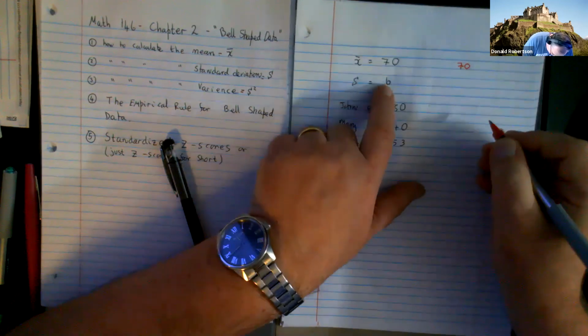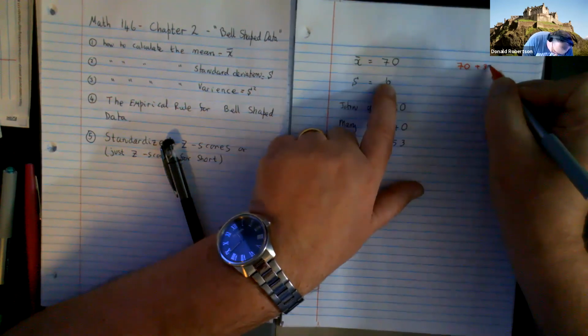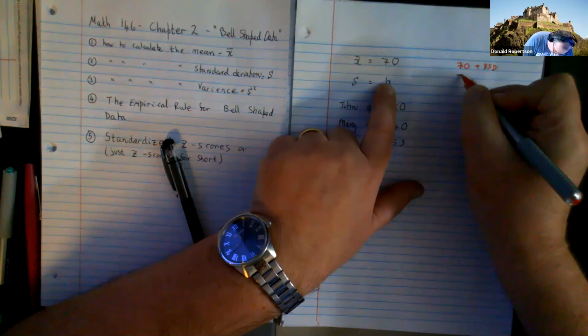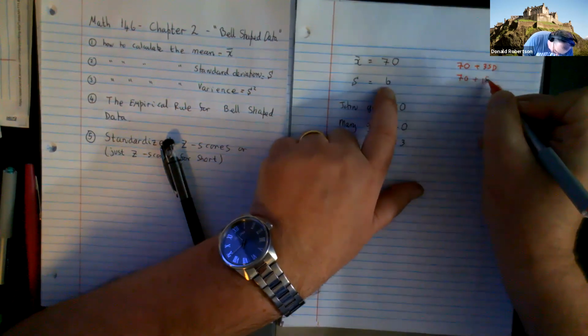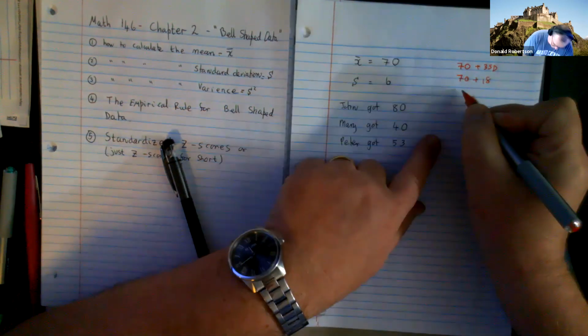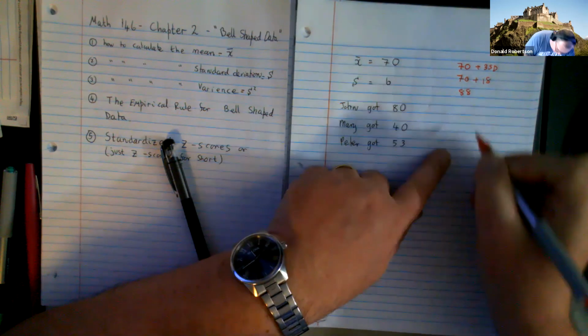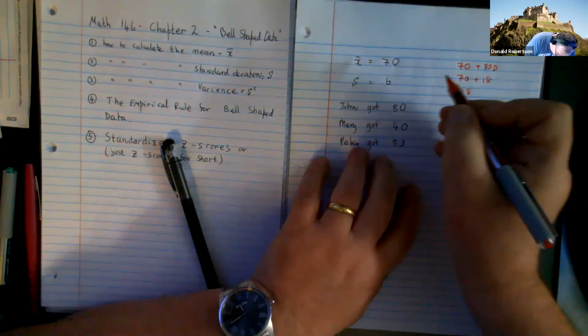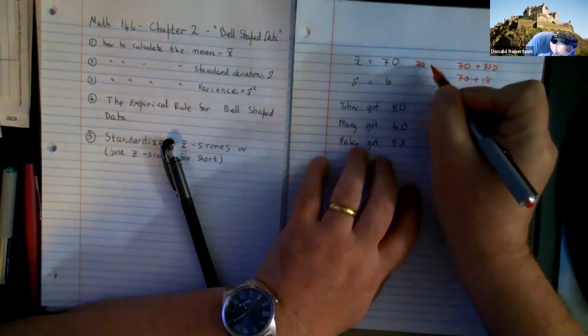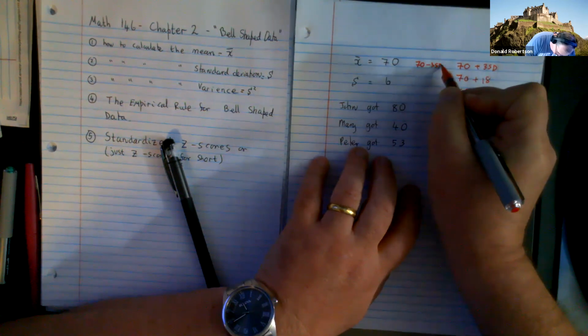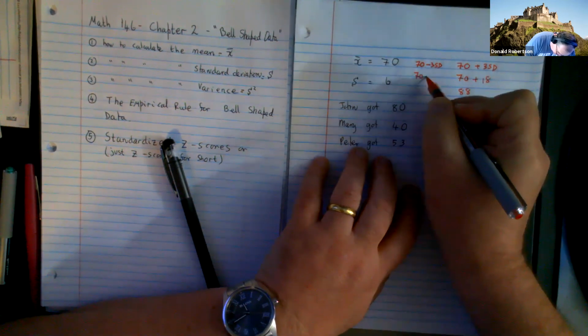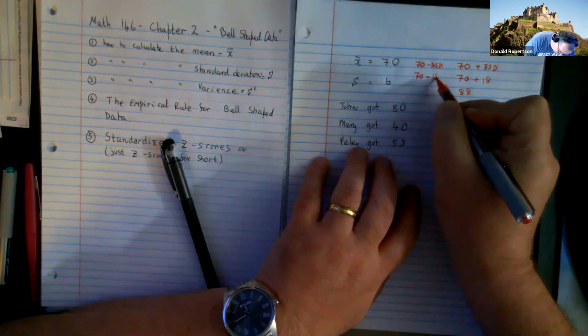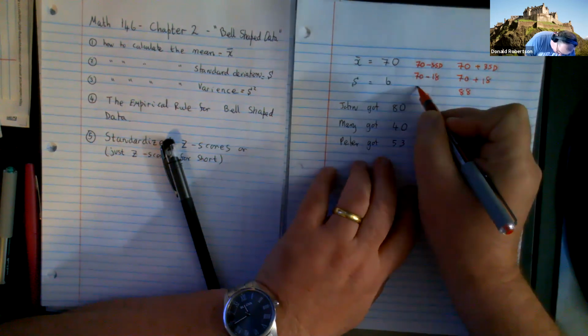The mean is 70. If you add 3 standard deviations, you're going to get 70 plus 18, and that comes out to be 88. Okay. Now, if you go the other side, you do 70 and you take away 3 standard deviations. That's 70 take away 18, and that ends up being 52.